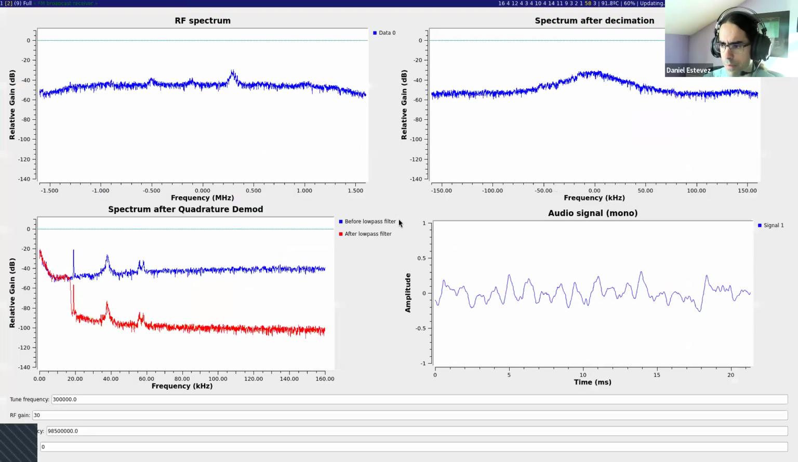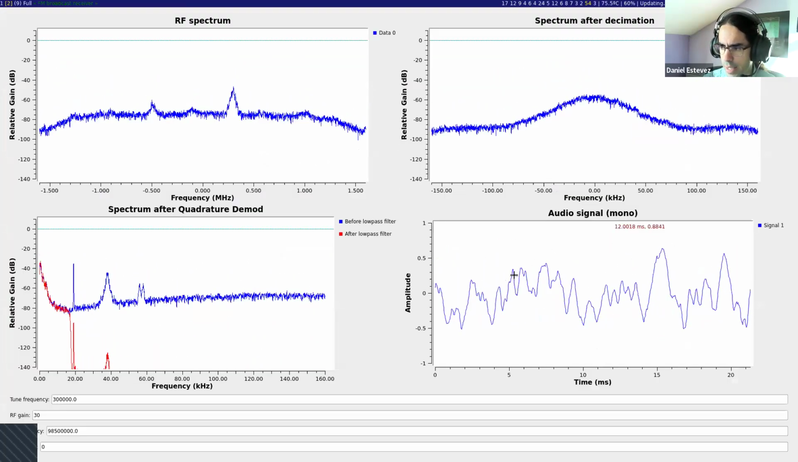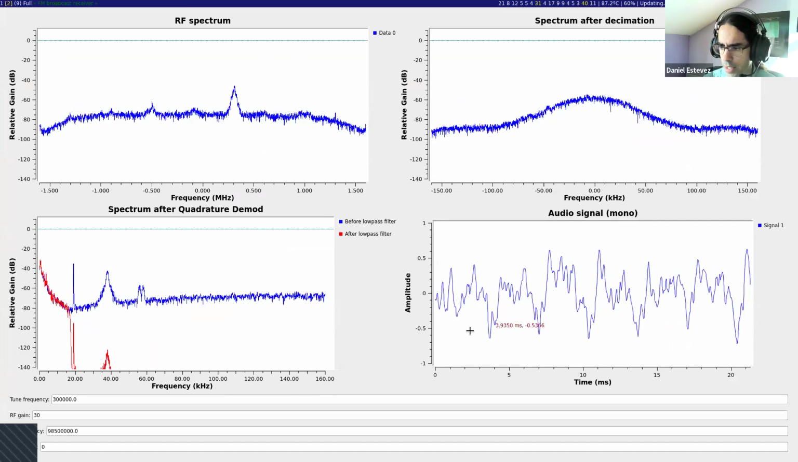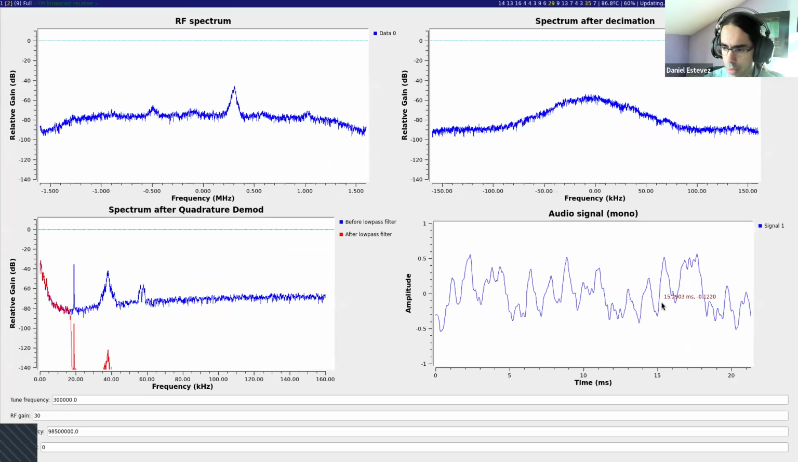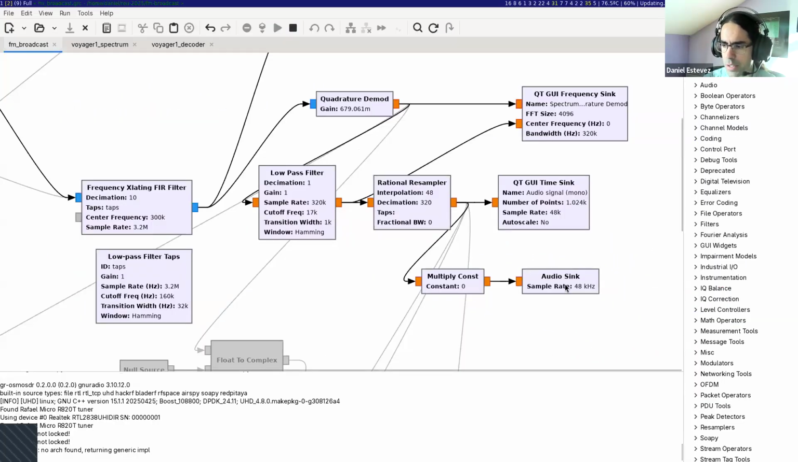That's the way we get an audio signal, which is the mono signal here, at 48 kilohertz. I'm also sending it to the speakers. I think I'm sharing the speakers over the Zoom call, so you will be able to listen.